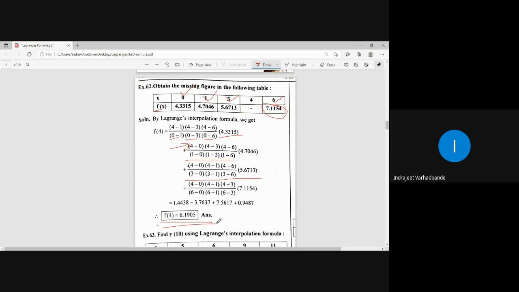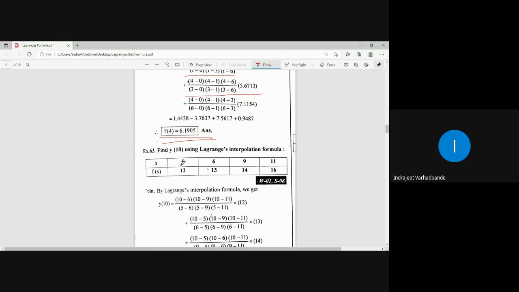Now, as they have made a separate column for x equal to 4 and the corresponding value of y is blank, we can understand that yes, it lies within the range. But if it is not shown and you are asked to find out any of the value which is inside the range, still you can go ahead with it, right?